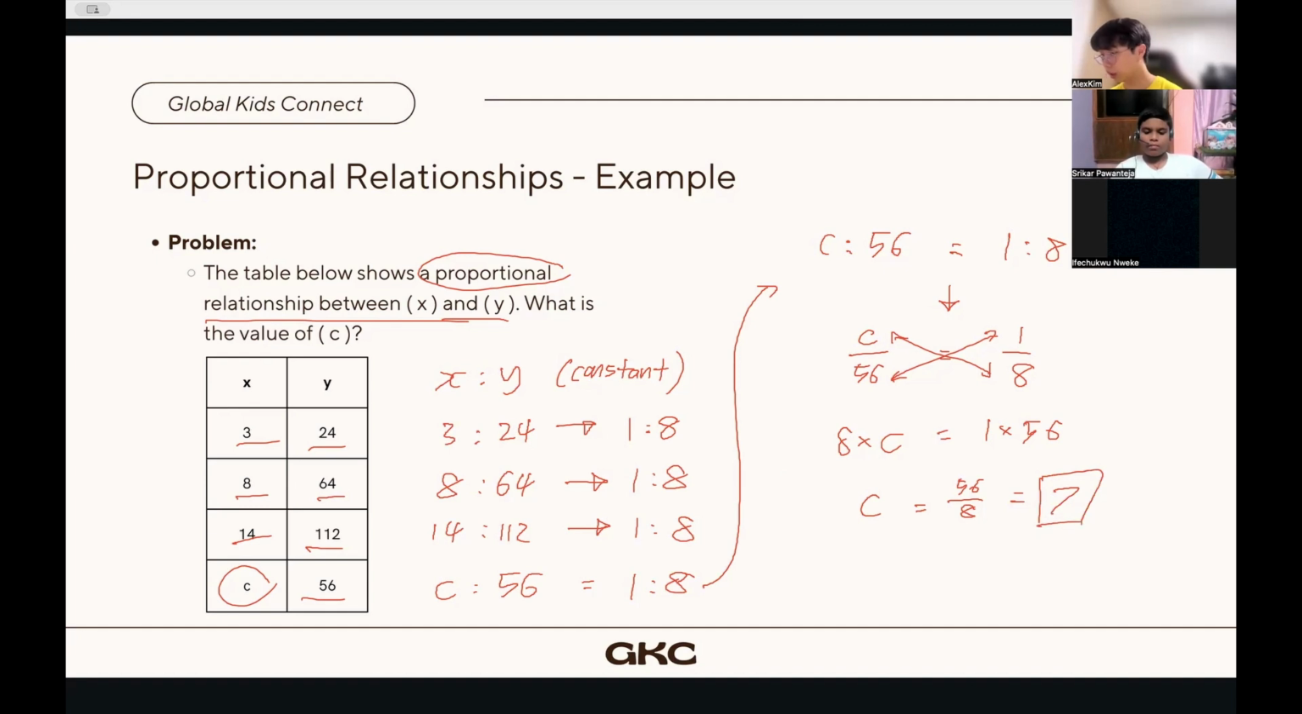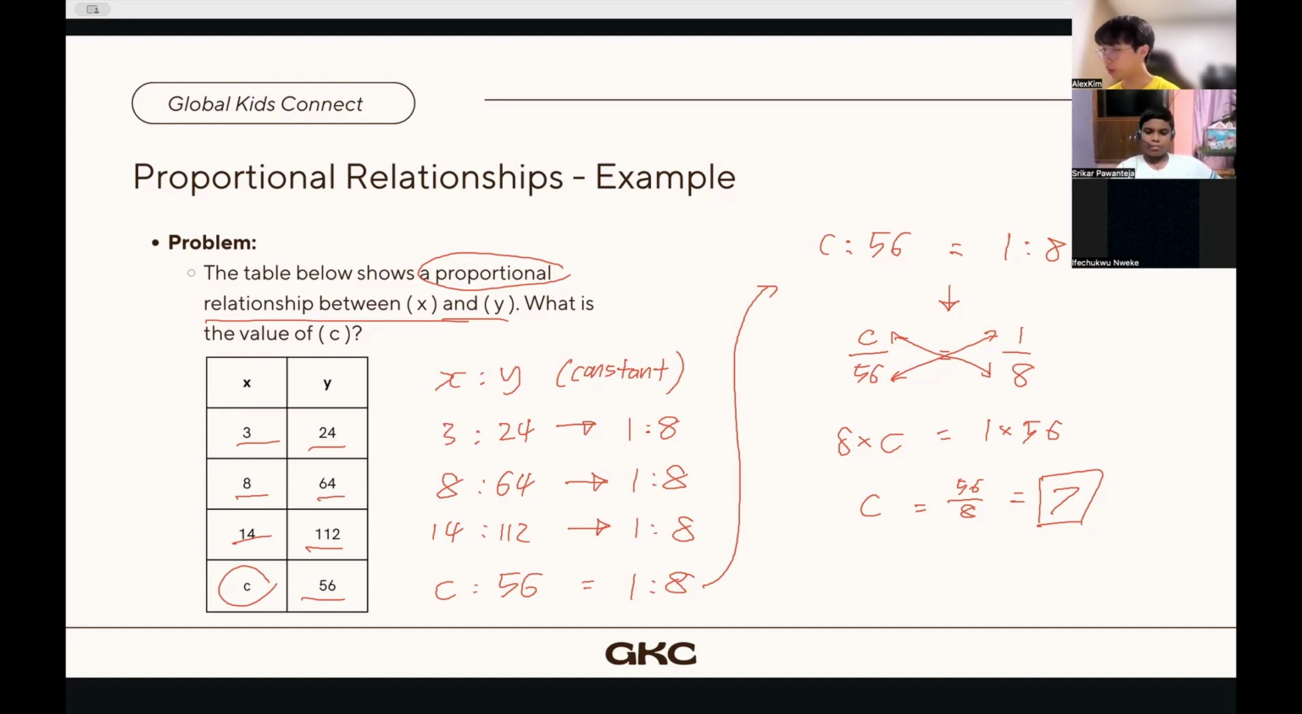our answer. And so sometimes if you're comparing, let's say, ratios in the form of having colons between, then you can re-express it as fractions and then cross multiply to find whatever variable you have to.